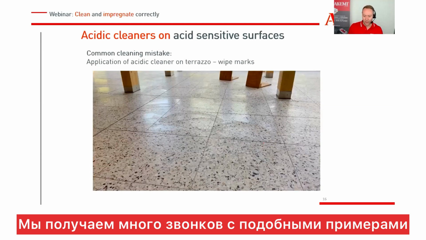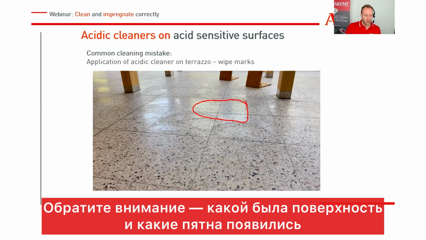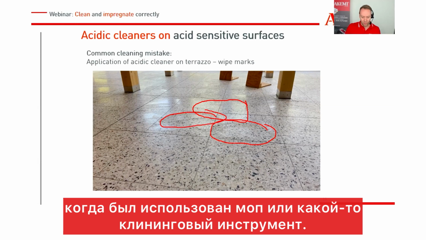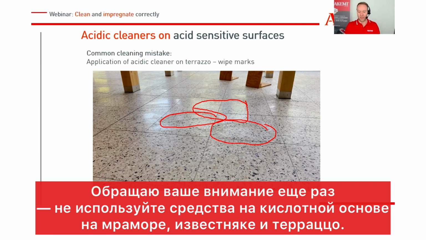Like in the next example: after I used your cleaner, I have some, let's say, patches on the stone. In this case, terrazzo. It does not shine anymore. The gloss is gone. You can see here there was the original gloss, and they used some acidic cleaner. And you can see clearly these wipe marks here, where they used the mop or other cleaning devices to clean the surface of the floor. But as it took the stains or the dirt, it also took the gloss of the material and roughened the surface. So always have that in mind. Acidic-based cleaners, don't use them on marble, limestone, and terrazzo.